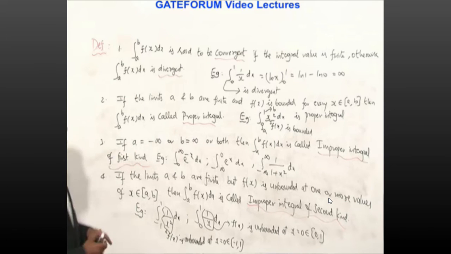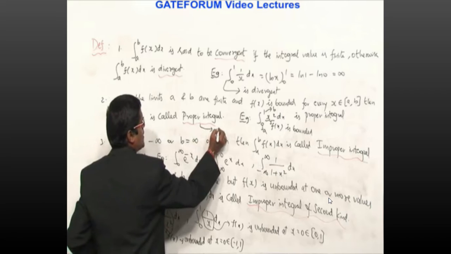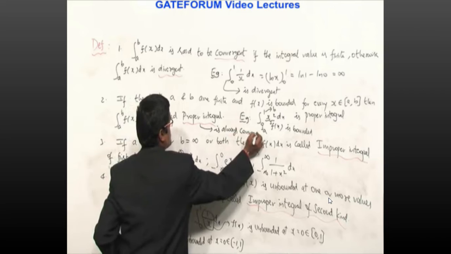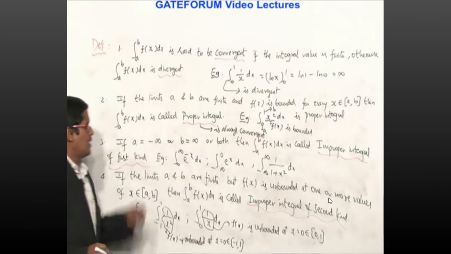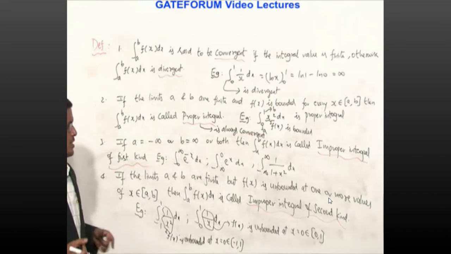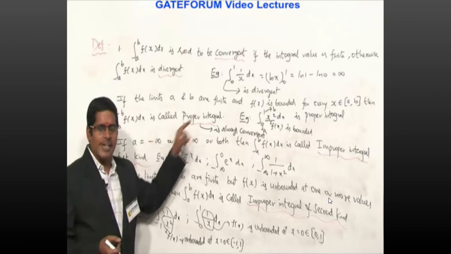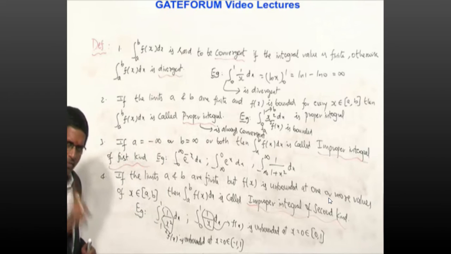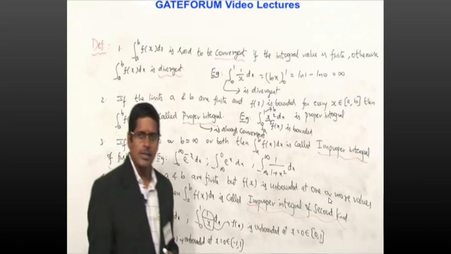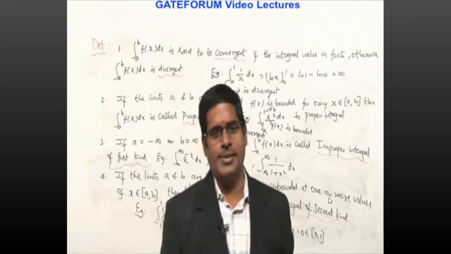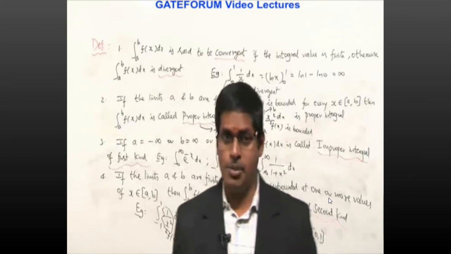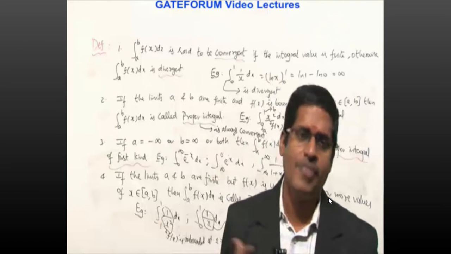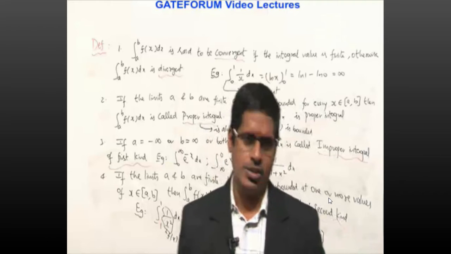And remember, a proper integral is always convergent. Any proper integral according to the definition I explained is always convergent. That means the integral value of a proper integral is always a finite number. Limits finite, function is bounded at x equal to a, at x equal to b, between a and b, that is in closed interval [a, b]. That integration is called a proper integral. A proper integral always gives a finite number, that is always convergent.